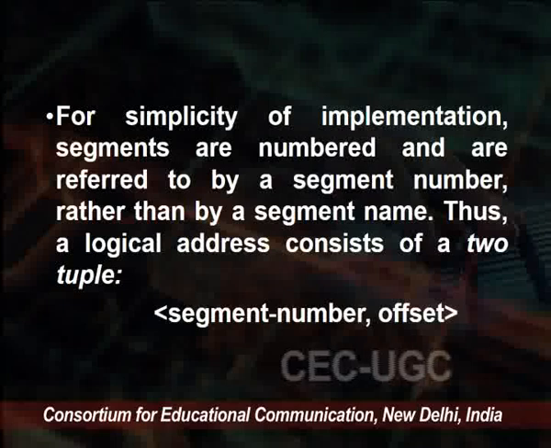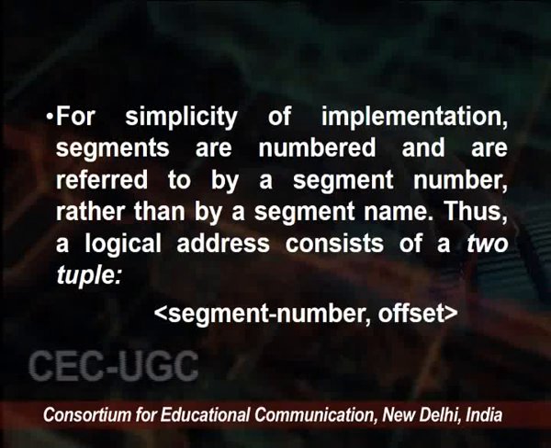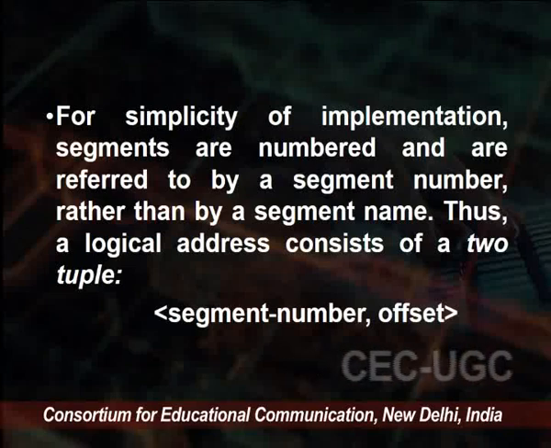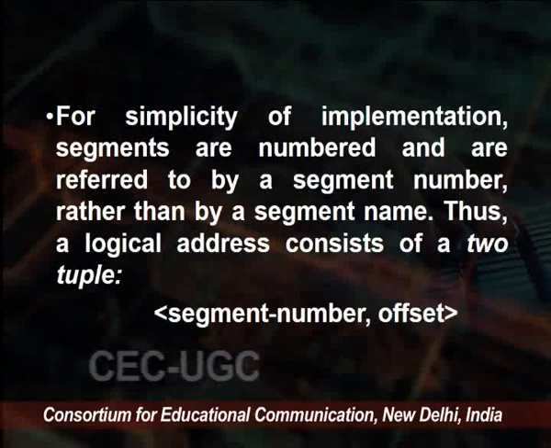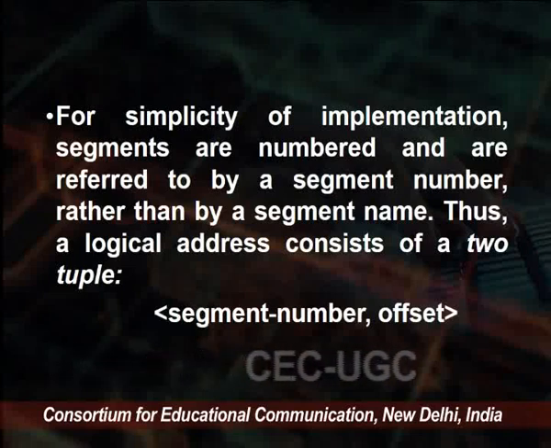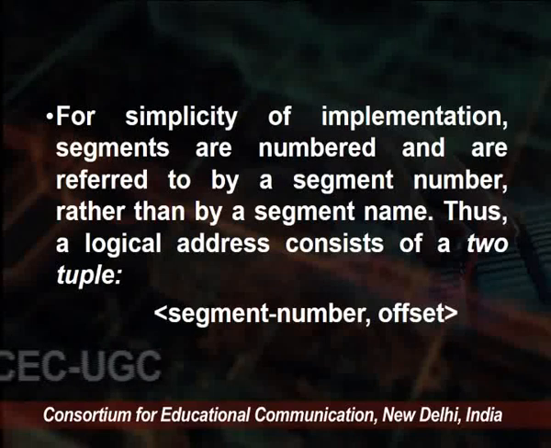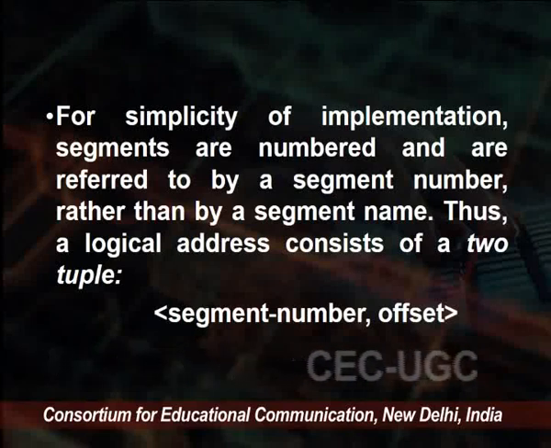So for simplicity of implementation, segments will be numbered because names are difficult. So the segments are numbered, and they are referred to by a segment number instead of a name, and the logical address therefore will have two tuples, or two fields basically. One will be the segment number and the second will be the offset, right. So the programmer has to access anything using these two quantities, right.